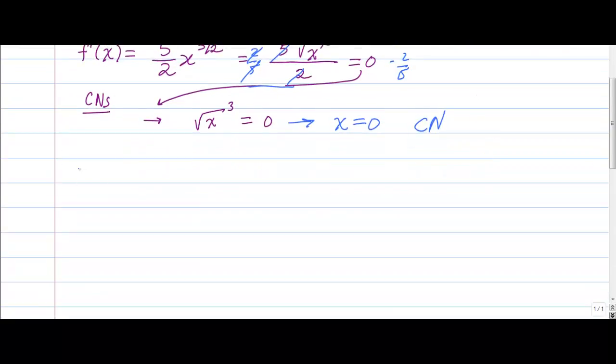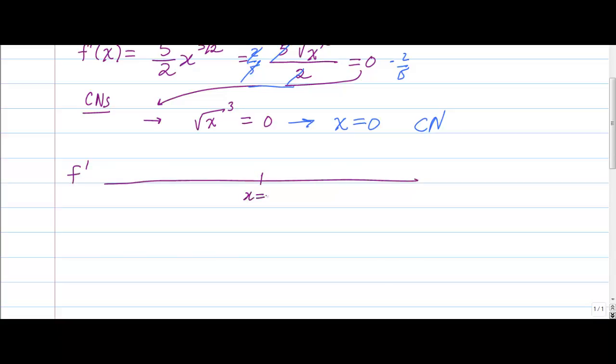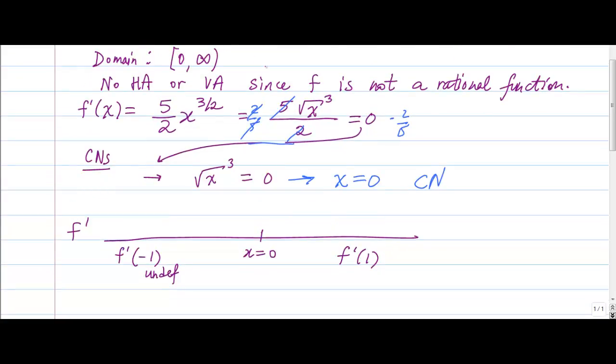So now let's do a sign diagram for the first derivative. So f prime, x equals 0. And let's go ahead and plug in values. Let's plug in -1 and let's plug in 1. When we plug in -1, we get undefined, right? Again, f prime of x is 5/2 square root of x cubed. So when you cube negative 1, you still get negative 1, and then square root of negative 1 is not defined. Okay. Here the graph is flat, and when you plug 1 into the function, 1 cubed is 1, square root of that is 1, you get positive 5.